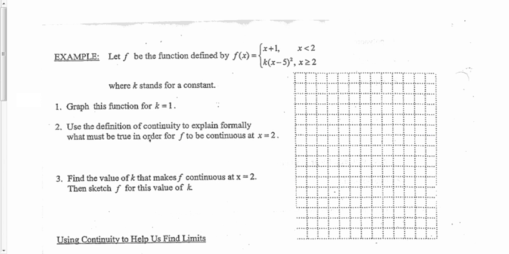Moving on to the next page, we have an example. We have this piecewise function that we need to graph, and in number 1 it tells us we need to graph it where k is equal to 1. So what we're going to graph on this grid is actually going to be x plus 1 when x is less than 2, and we are also going to graph x minus 5 squared when x is greater than or equal to 2. So we have this piecewise function. First I need to put some axes in. So I'll draw in some axes.